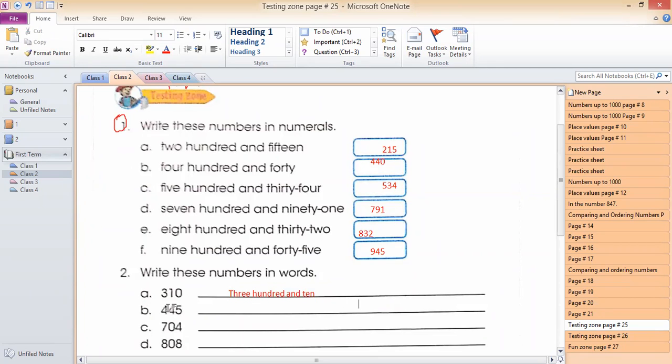445. Ones, tens, 100. There are 400. So write 4, F-O-U-R H-U-N-D-R-E-D. 400. Then again 4. 4 on the tens place. That means 40. And then 5. 445. Clear, guys?